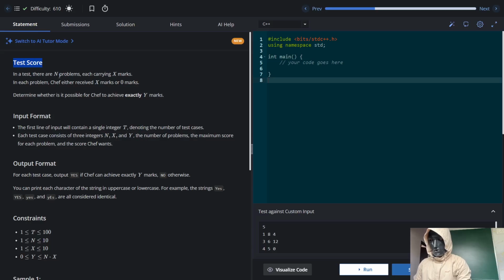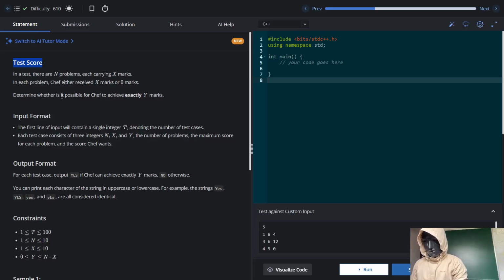In a test there are n problems, each carrying x marks. In each problem chef either receives x marks or not. So what they're trying to say is in a test there are n problems, and each problem is carrying x marks. So chef either will receive all the x marks, let's say x is 10, so all the 10 out of 10 marks he'll get, or else he'll receive 0 marks.